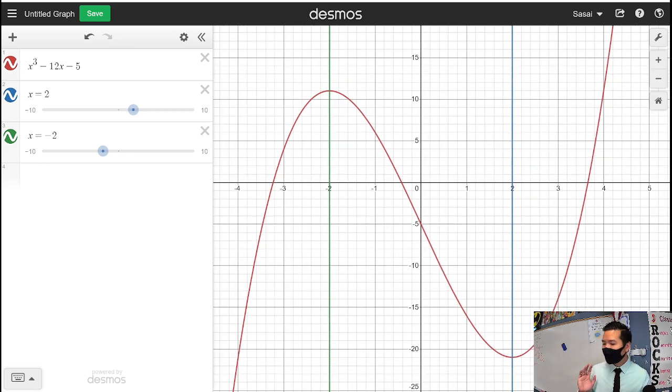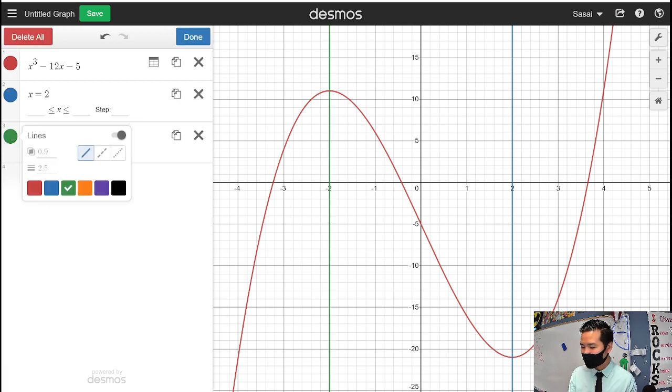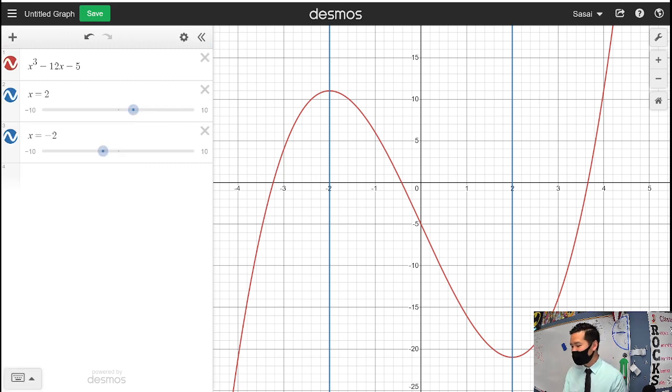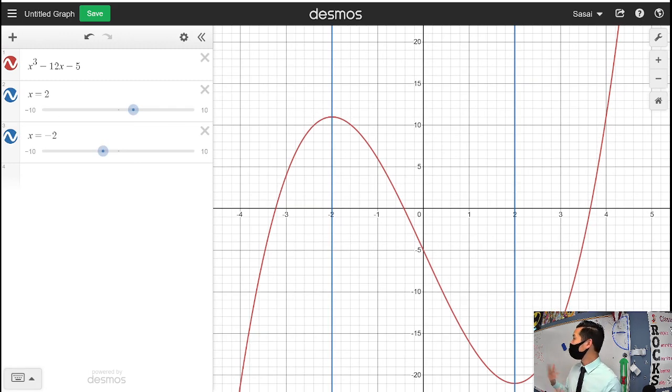Check it out. You see the three intervals that we were able to create by calculating the critical points? Our critical points were at x equals 2 and x equals -2. Let's get those the same color. Green, go to blue. So check it out. The red line is the function we're dealing with, right? And it's asking us, where's the function increasing?